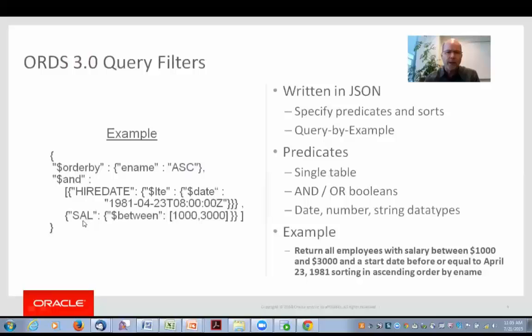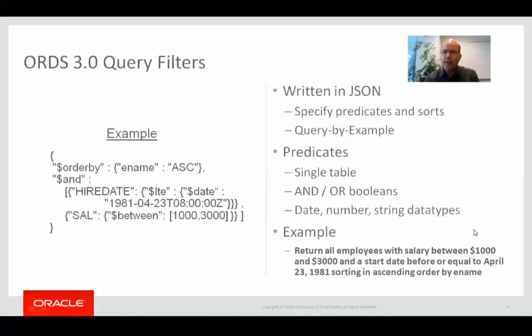So we're going to be doing a query on the EMP table, and one of the fields in the EMP table is salary. And so we're going to be looking for those employees whose salary is between 1,000 and 3,000. We're also going to be looking for employees who have a hire date that is less than or equal to this date, which is April 23rd, 1981. And we're going to use an AND condition, so both these things have to be true to select an employee. And then when we get those results, we're going to do an order by, in ascending order, by the employee name. So that's basically what it's about.